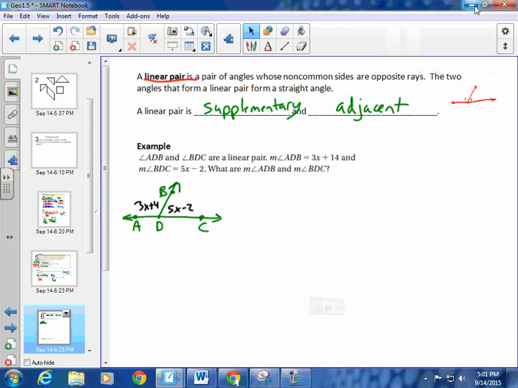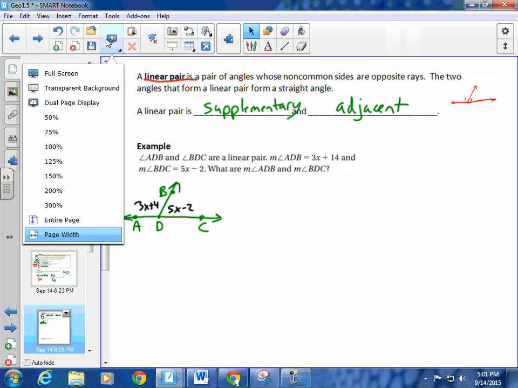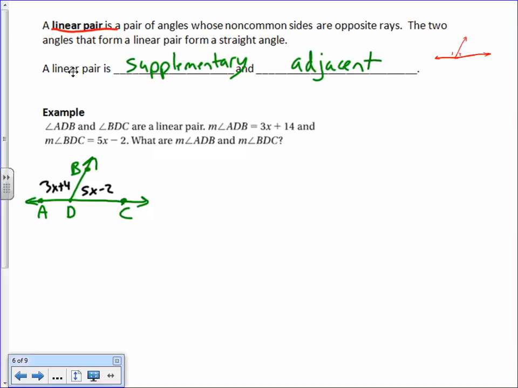Okay, so what do you know about linear pairs? Well, we know they're supplementary. That's enough for me. That gives us a number. Supplementary means that they add up to 180 degrees. So these two angles, we have 3x plus 14 and 5x minus 2. Those are going to add up to 180. So let's solve for x, because that might help us figure out what each angle measure is.